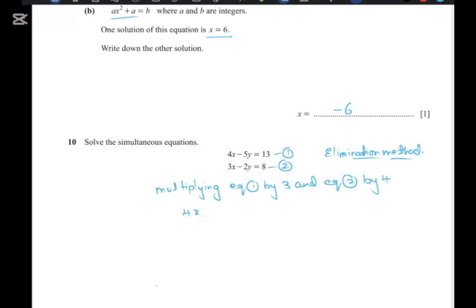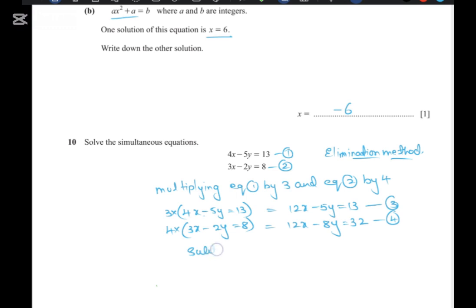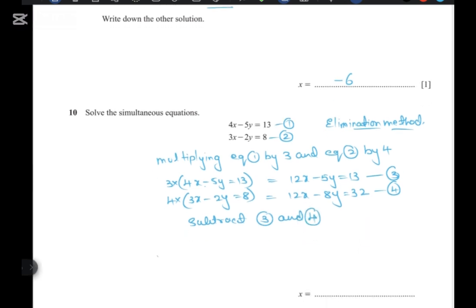What do I get? The whole equation needs to be multiplied, 3 into 4x minus 5y is equal to 13 and 4 into 3x minus 2y is equal to 8. I get 12x minus 15y is equal to 39 and 12x minus 8y is equal to 32. Now this is equation 3 and equation 4. Subtract these two equations. When you subtract, one of the variables will be eliminated.